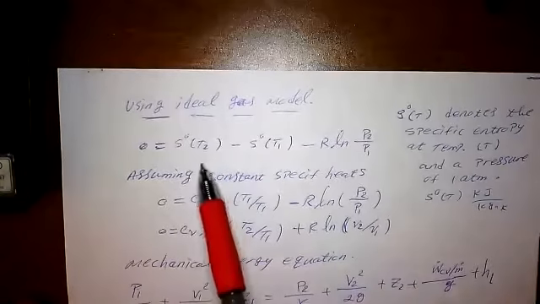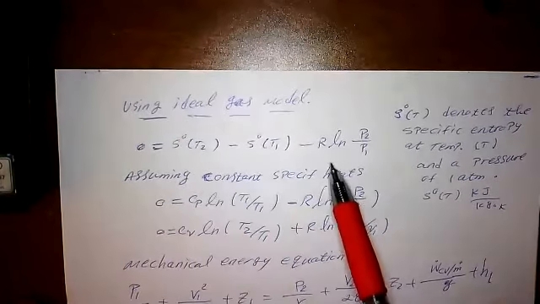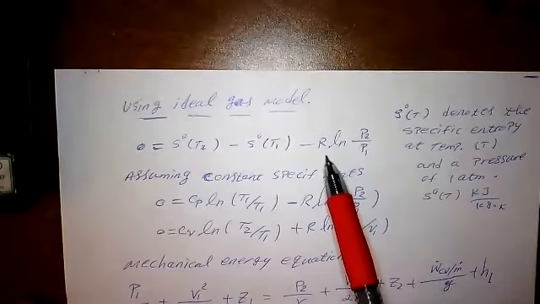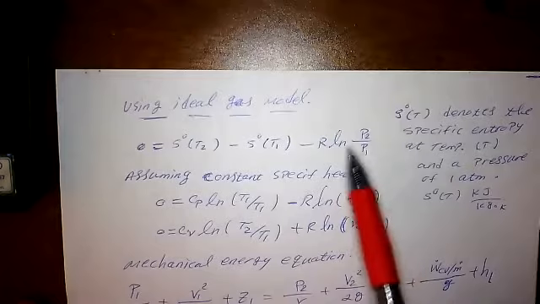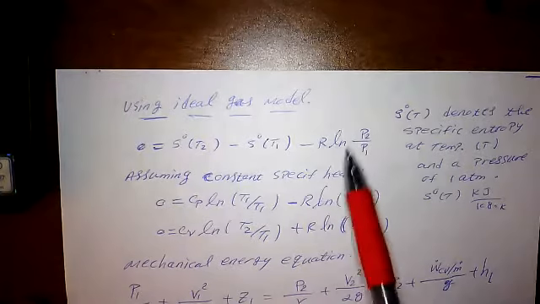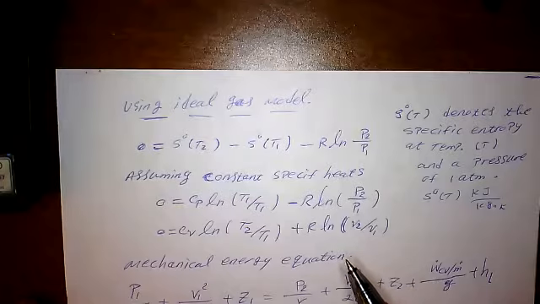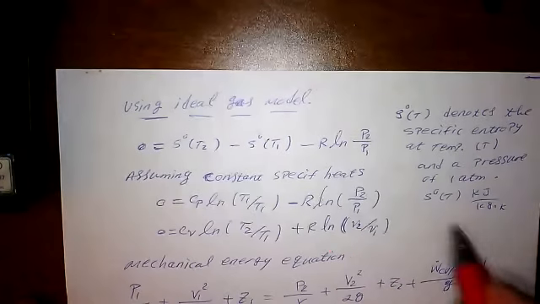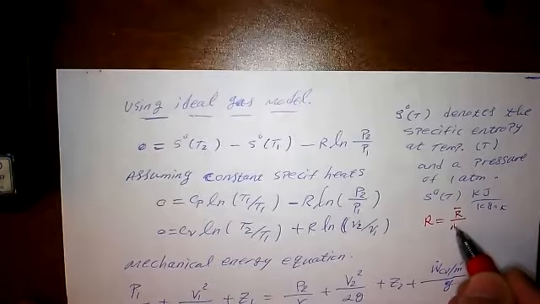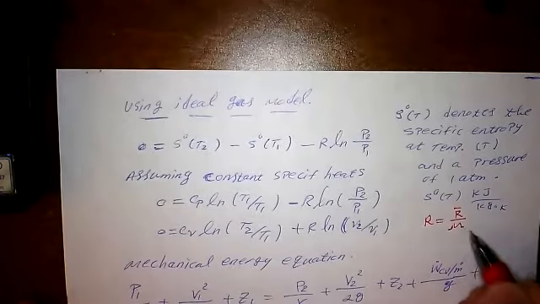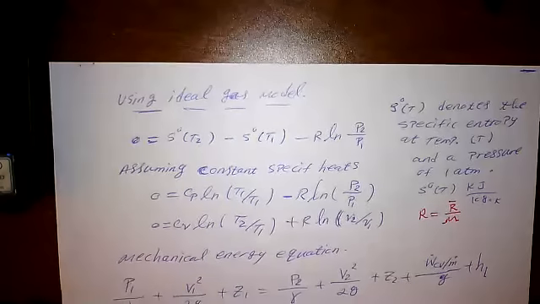For a gas model, the difference in specific entropy as a function of temperature is minus R, the gas constant, natural log of P2 over P1. If pressure is given, you use this formula with the pressure ratio. And R, you know how to calculate: R is R bar over M, the molecular weight of that substance. Okay, great.